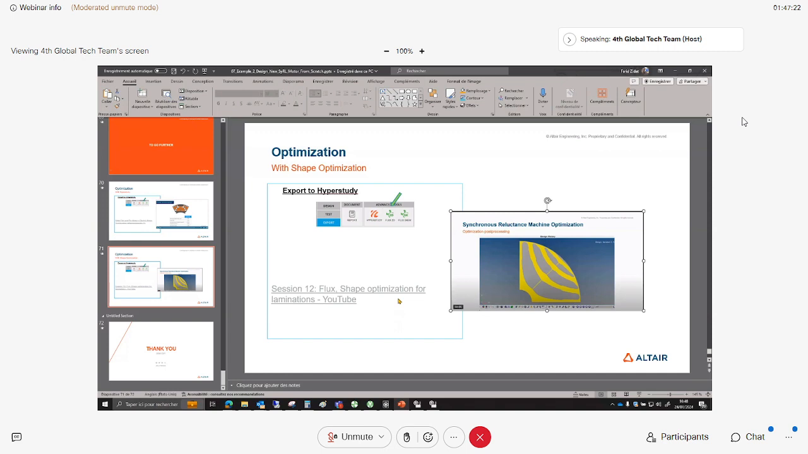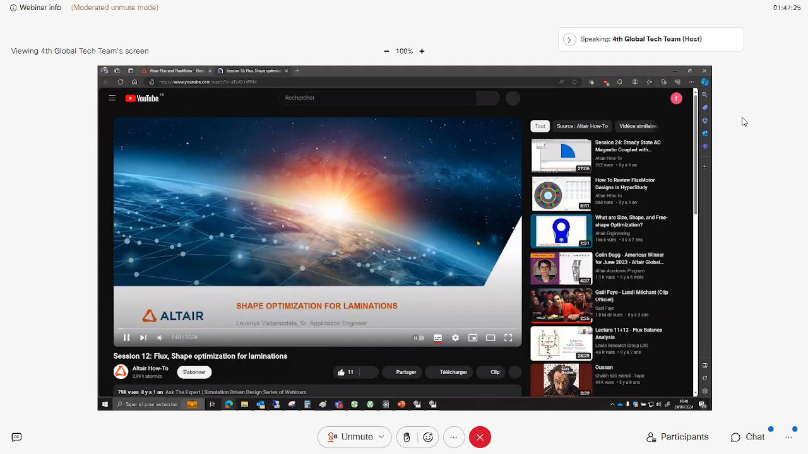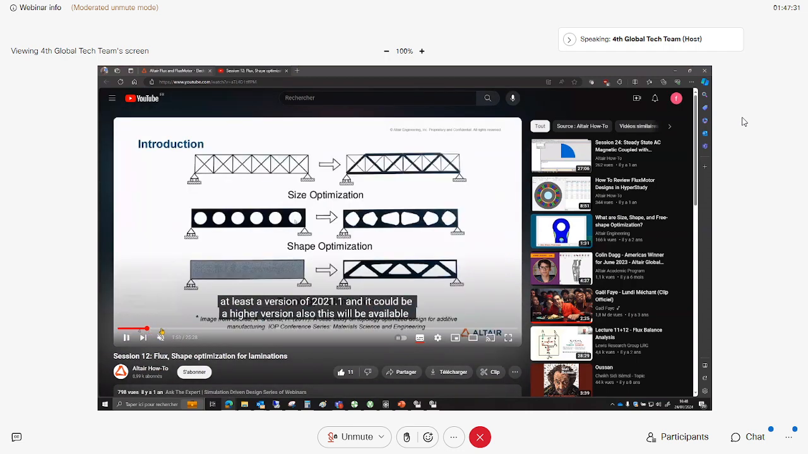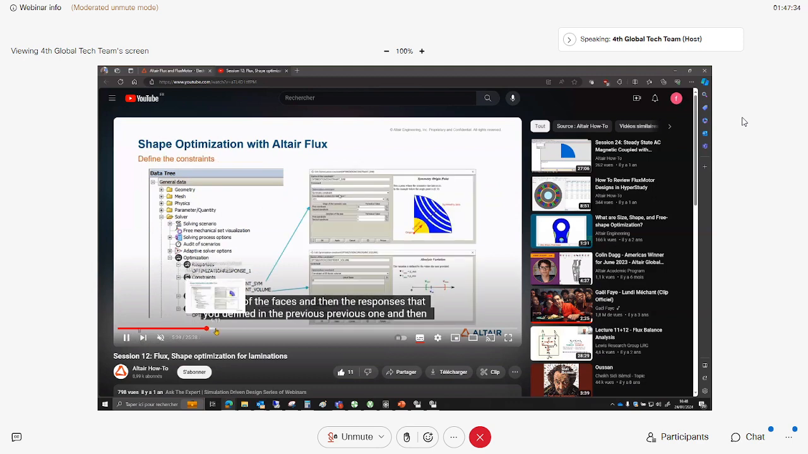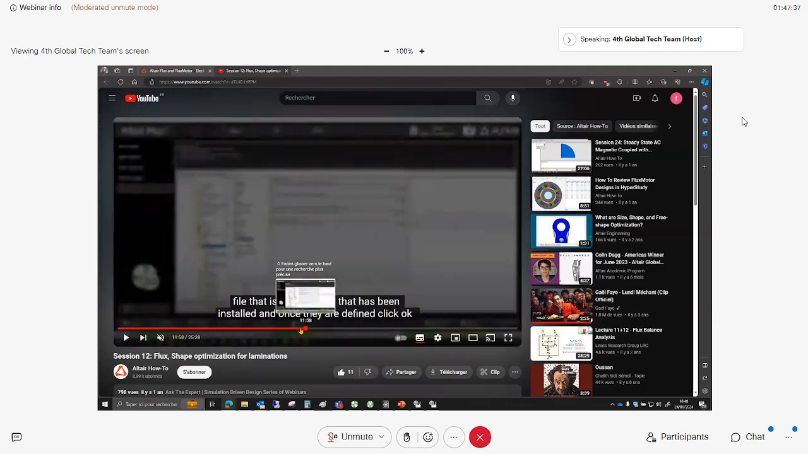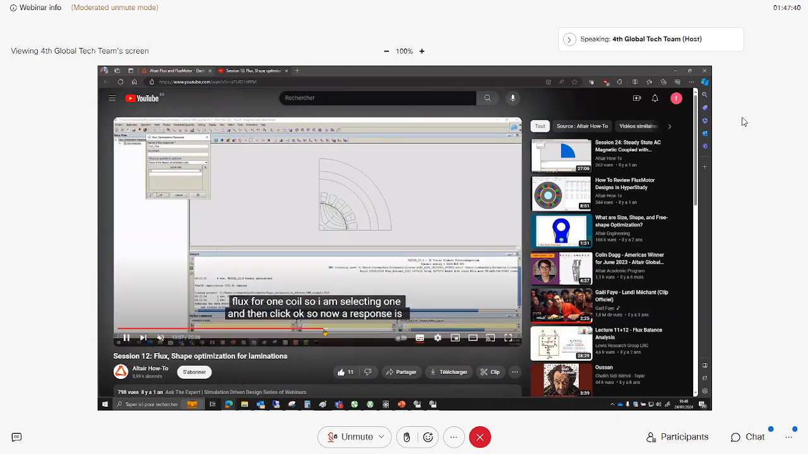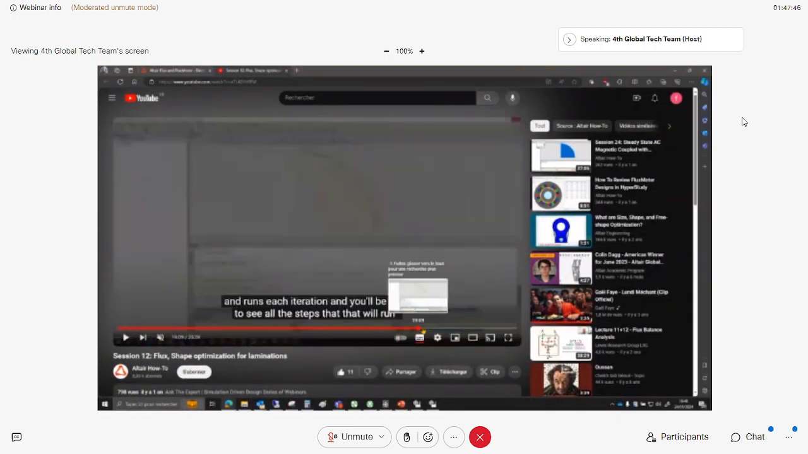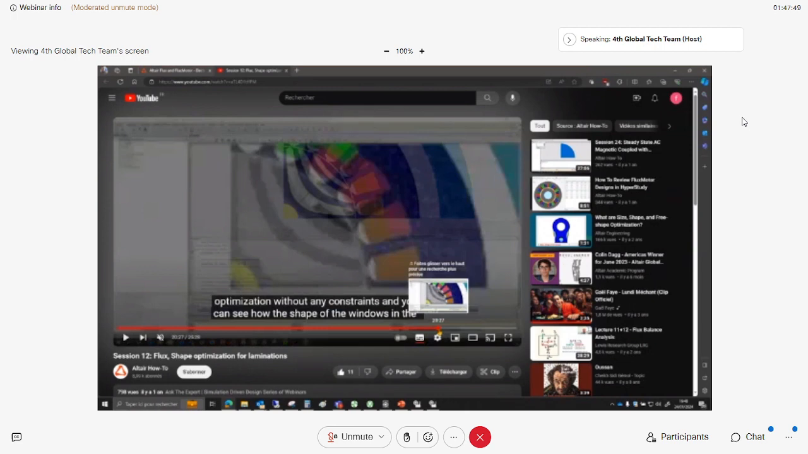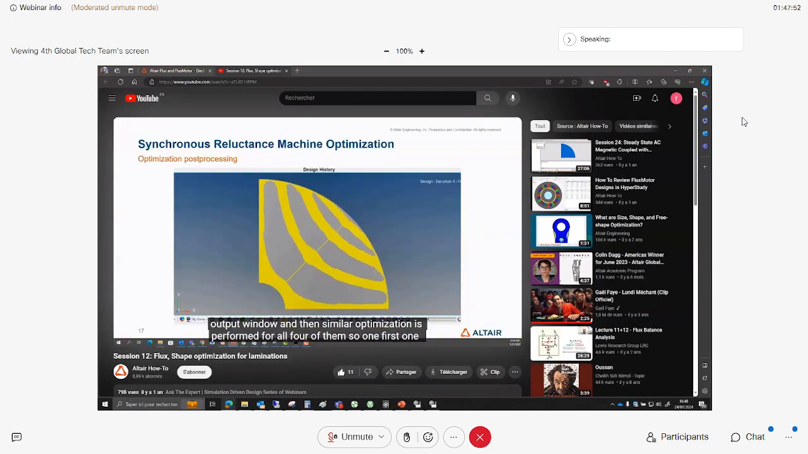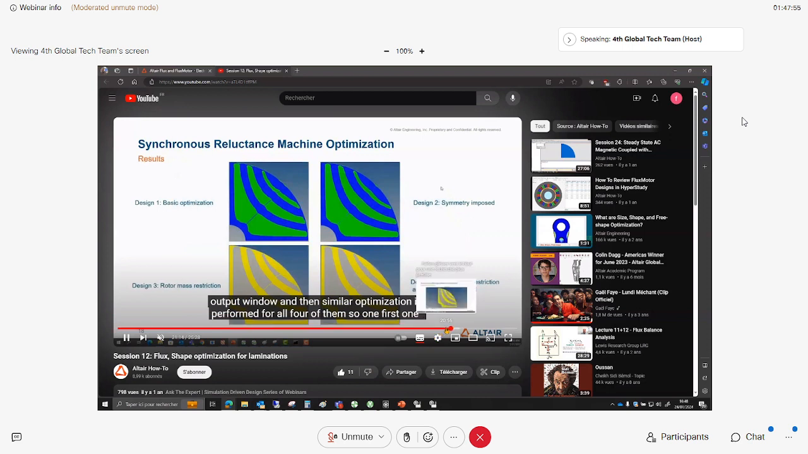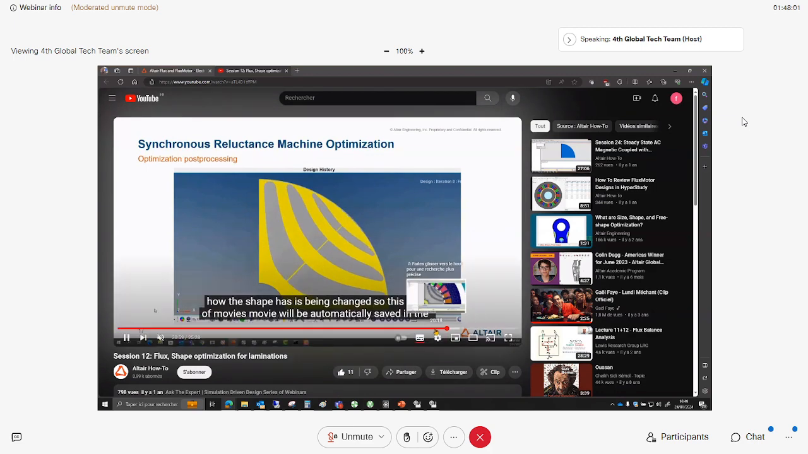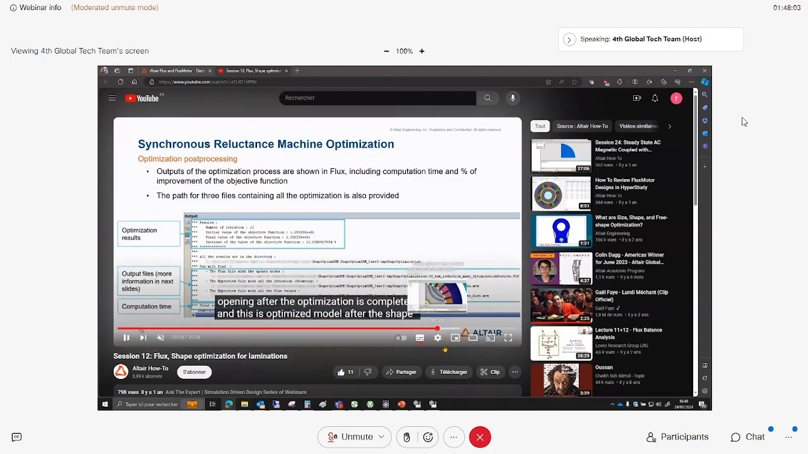And for the shape optimization, I put here a link to the video. Here, how to use the shape optimization in order to reduce the torque ripple and keep the initial torque or the initial performances of the machine. We go to the end. So the shape optimization, it's not the parametric optimization. It will use the mesh, really. So it makes life easier for you.